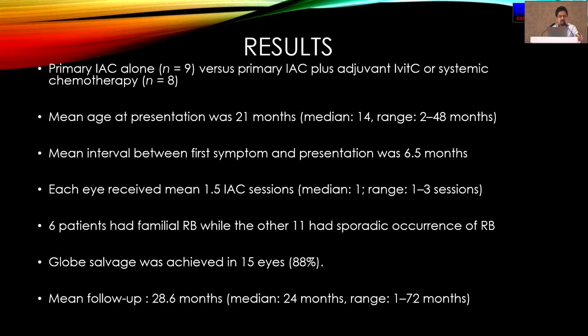So results: primary IAC in 9 eyes versus IAC with systemic chemo in 8 eyes. Mean age at presentation was 21 months, and the mean interval between first symptom and presentation was 6.5 months. Each eye received 1.5 IAC sessions. 6 patients had familial retinoblastoma, 11 had sporadic, and globe salvage was achieved in 88%. Mean follow-up of these patients was about 28.6 months.